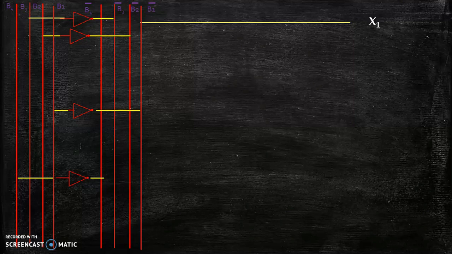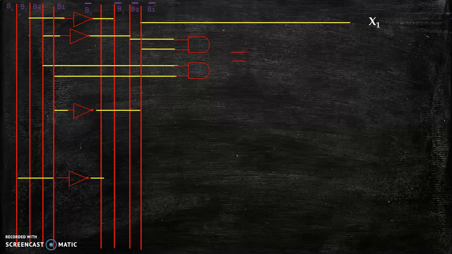Now for x2, we have 2 product terms. So we take 2 AND gates. As per the required product terms, we give inputs to each AND gate, and the outputs of both AND gates are connected to the inputs of the OR gate to make it an SOP form of implementation. The output of the OR gate gives us x2.